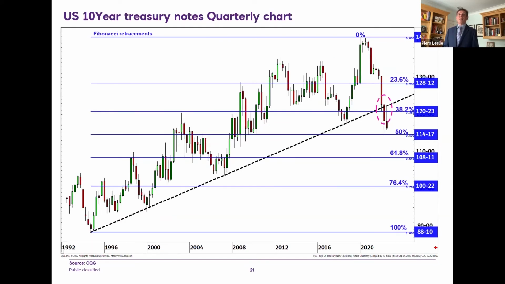And here I've taken the 10-year Treasury notes. Again, the same sort of thing. Look, from the 90s, there was a nice trend line going up. It bounced every time it hit that trend line. What's happened since 2020? The market has just collapsed down. So what's interesting here is that when it broke the trend line, it also broke the 38.2% area.